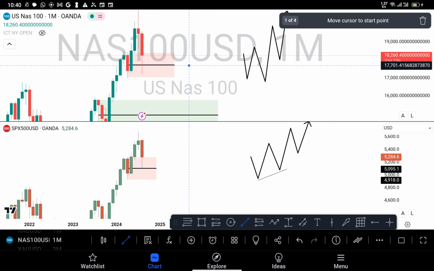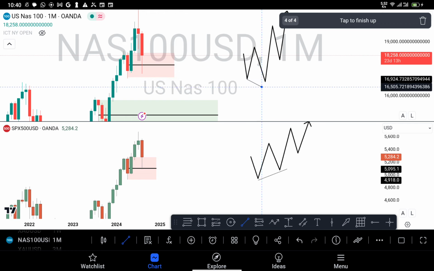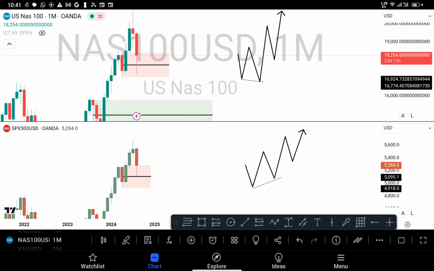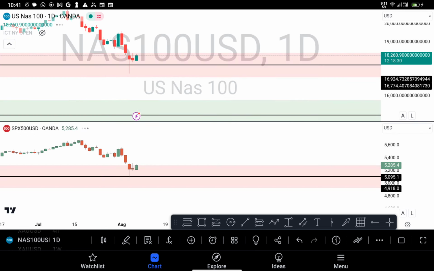This is something which I like to see. It's not guaranteed that it will form exactly as it is here. This might be on SP500 and this one might be on Nas, or vice versa. I'm just giving you an example of what might happen. So since you're trading on a monthly level, I would want to see a buy model on a daily time frame. Let's dive to the daily time frame and see what's happening there.